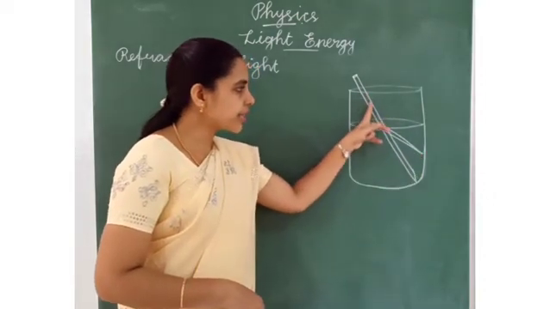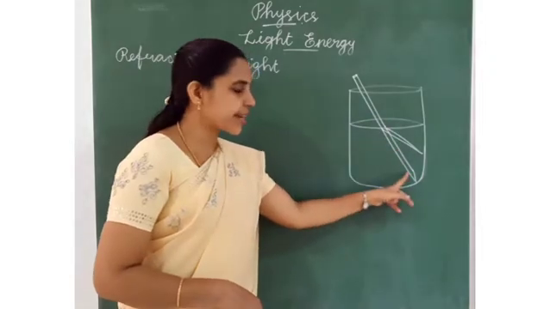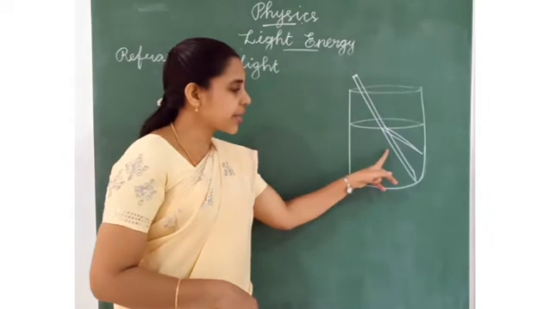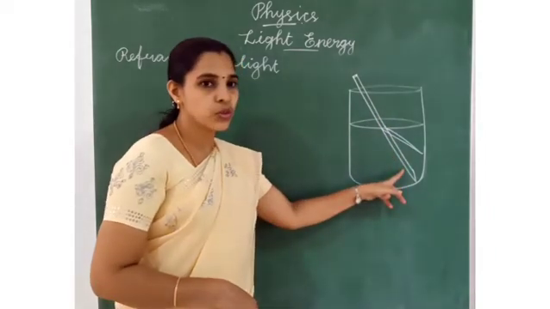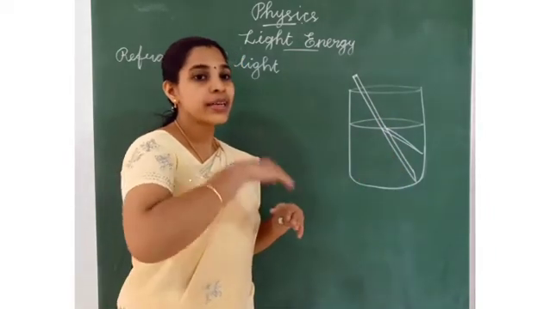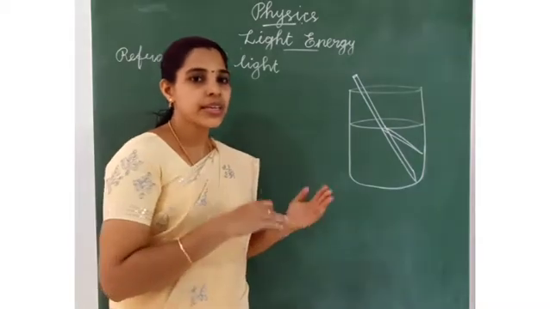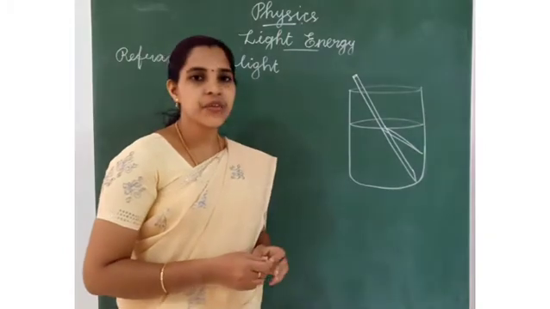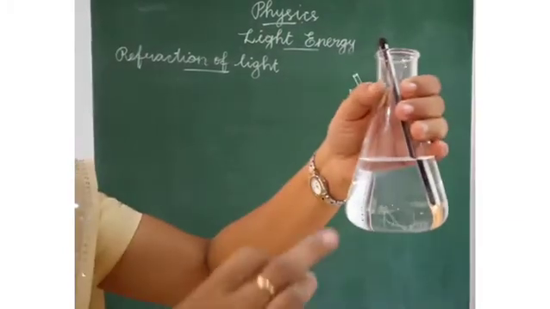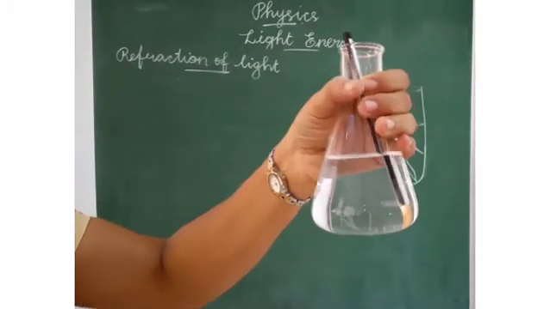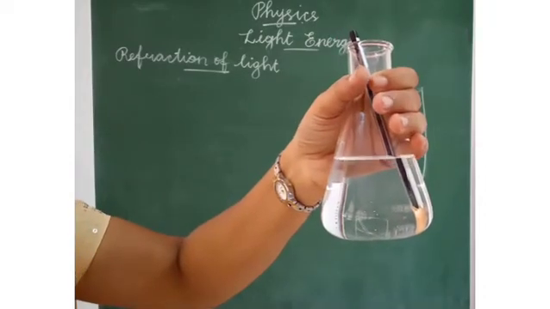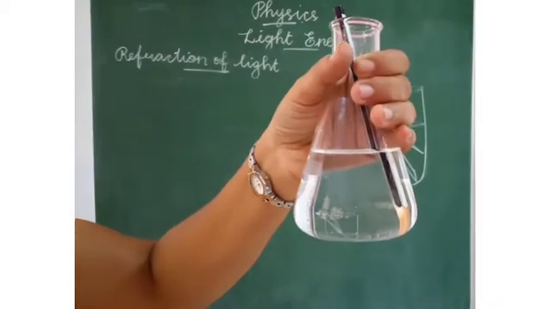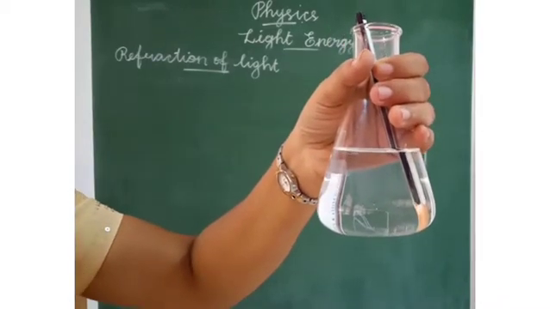But actually the light travels in a straight line. From one medium to another medium, when the light travels, it bends from the normal ray of light. So it is called refraction. For example, a pencil immersed in water appears to be bent. What is the reason? This is called refraction.